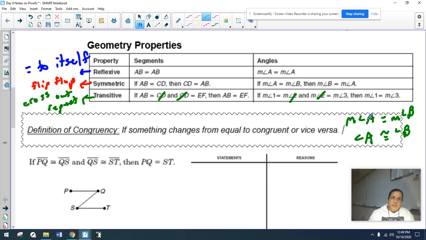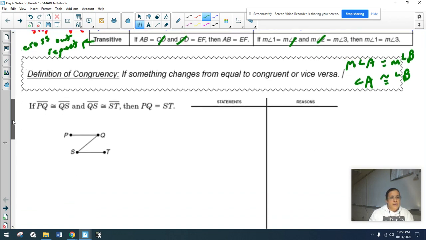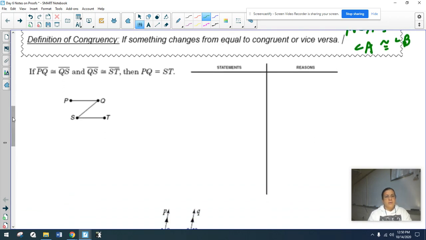So when you're doing a proof, if they switch it from equals to congruent or congruent to equal, this is your reasoning. So that would be the part that goes over here, definition of congruence or congruency. Some people say congruence. Okay, so these proofs are a little bit more difficult because they have to do with pictures. So in this, it's going to be the same idea, though. You still start with the given. This should say given, not if. So they'll want you to do the given part.